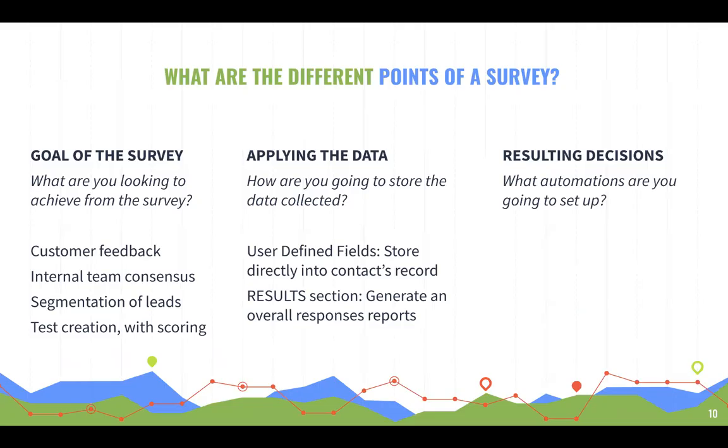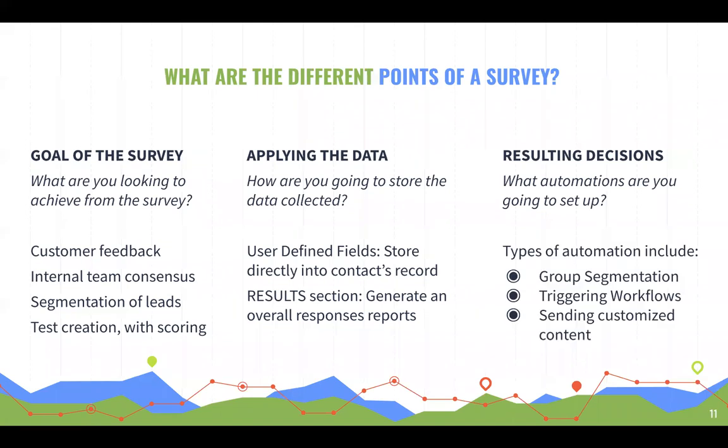And then third, the resulting decisions. And this would be, what automations are you wanting to set up if a lead or a contact has filled out a certain option? Some examples for this would be, move them in between groups. You can segment them that way. You can trigger workflows, which is any automation that you want, to send a follow-up or assign a certain value or conversion code. So workflows are really important as they are the hub of the automation. And then again, you can also send customized content to them.